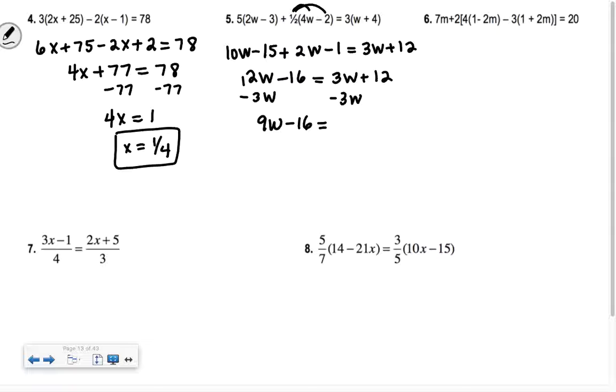All right, so I have 9w minus 16 equals 12. Add the 16 over, I get 28. And divide, I get 28 over 9. And we leave it like that. We do not write it as 3 and 1/9.